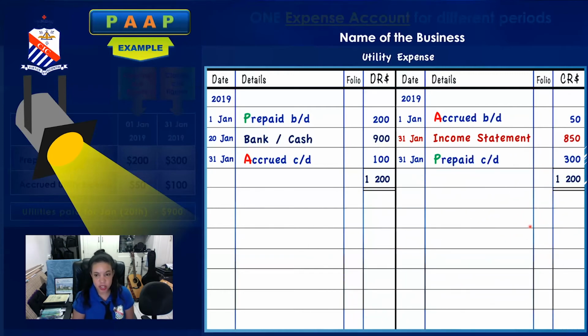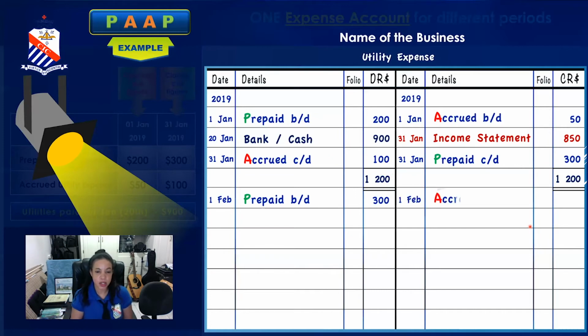Okay, so this is done, and then we have our prepaid brought down. So you don't just finish it today, you're going to have to bring it down. We like to bring it down, we don't just finish it. And you will notice that whatever is on the credit side is brought down on the debit side, and vice versa.